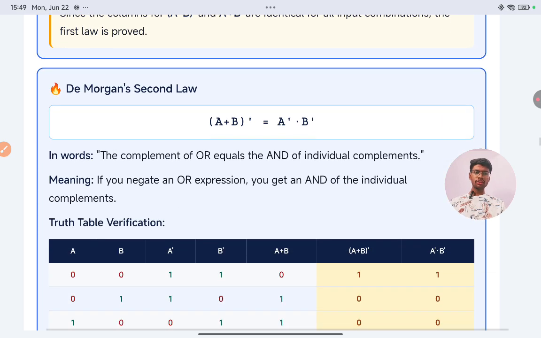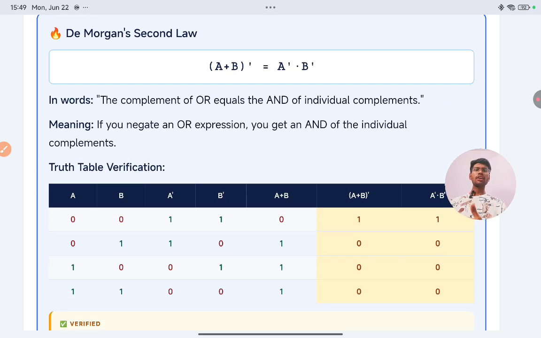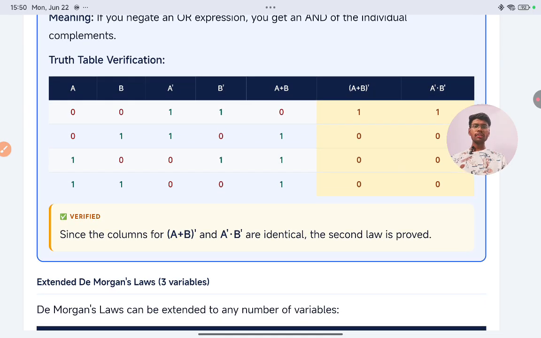There is De Morgan's second law. Here, (A plus B) whole complement equals A complement dot B complement. Like that, we can also do the truth table verification here. And the meaning in words is the complement of OR equals the AND of the individual complements. Meaning if you negate an OR operation, you get an AND of the individual complements. So we can do the truth table like this. In exams, proving the law might be asked.